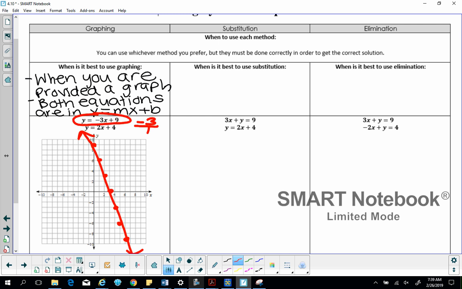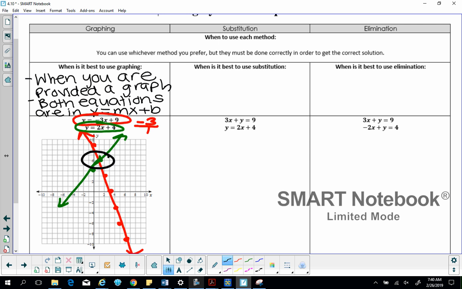To graph the second one, I look and I see, oh, my y-intercept is 4, because Keandra told me it's the number by itself. So I plot 4. And since it's positive, I go up. So I go up 2 over 1. I can stop there. I don't need to keep going because I see it crosses right there. I already found where they cross.